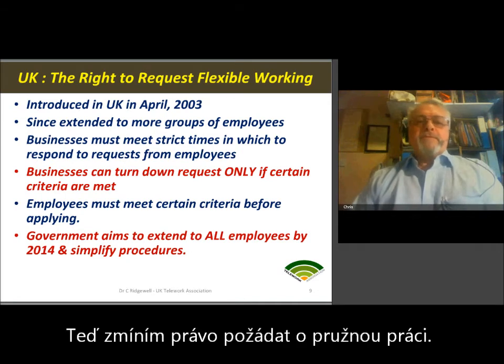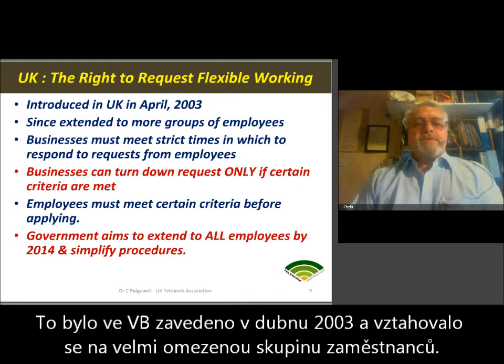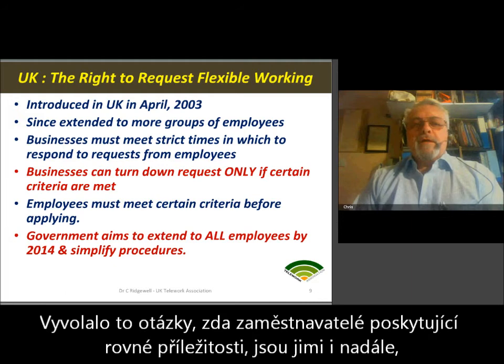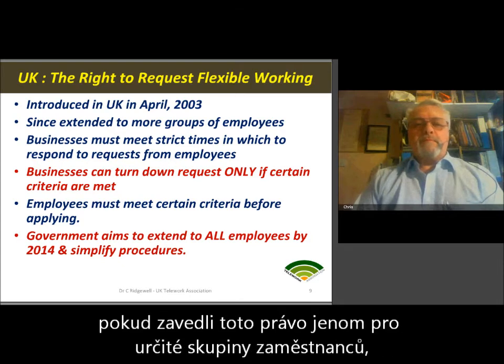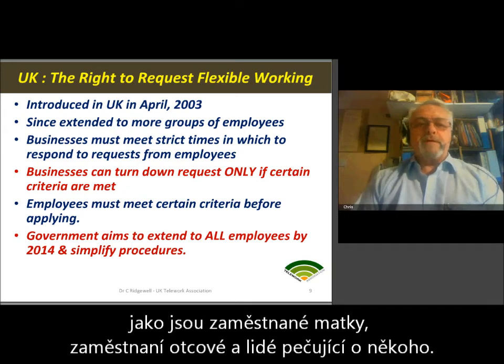I mentioned the right to request. This was introduced in April 2003 in the UK to a very limited number of employees, and it did actually raise questions about if people are equal opportunities employers, how they can actually continue to be equal opportunities employers if they only implement this for certain classifications of employees such as working mothers, working fathers, carers.